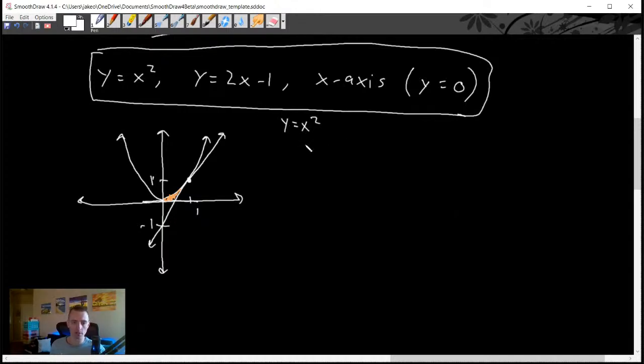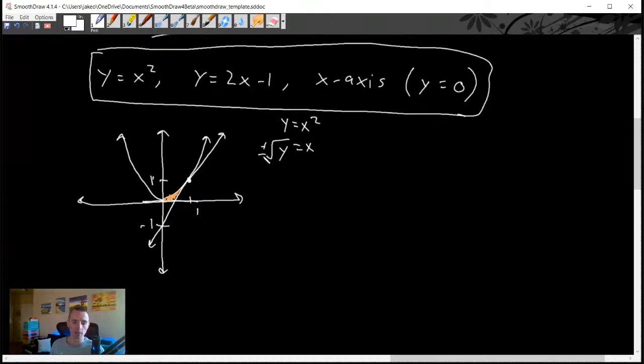We just have to take the square root of both sides. So that's going to give us x equals plus or minus square root of y. Basically, the positive square root is going to be the positive x value portion of our parabola, and the negative square root is going to be the negative x value portion. What we want is the positive portion, because we can see that this whole region is all on the positive portion. So we don't actually need the negative square root here.